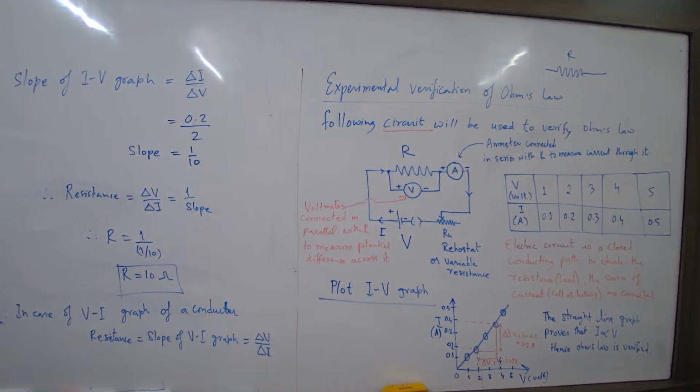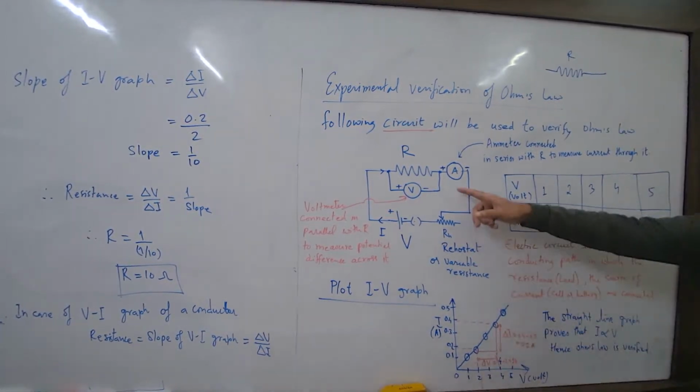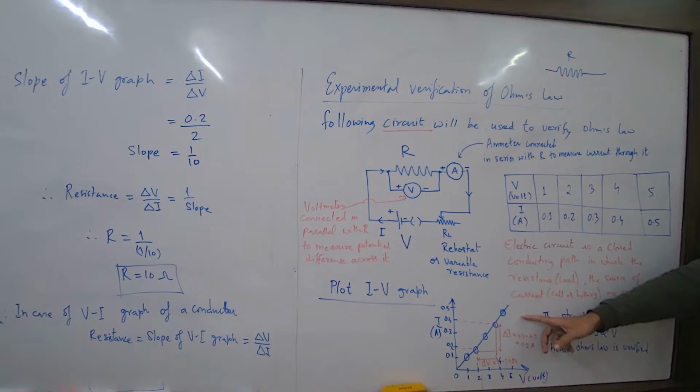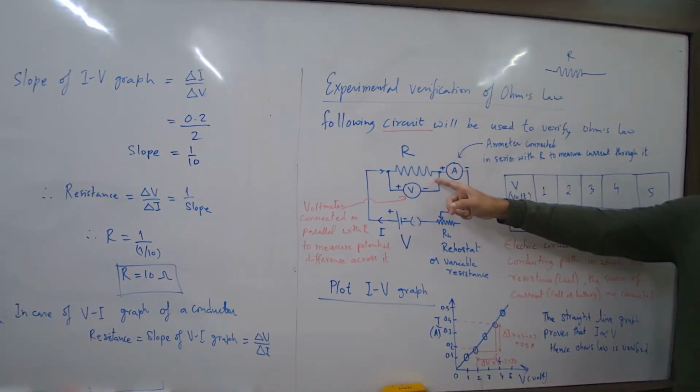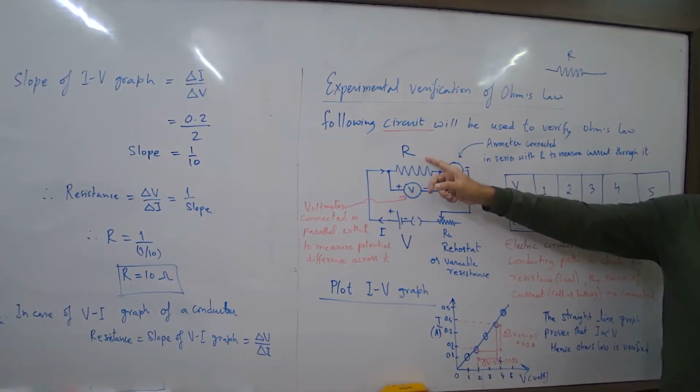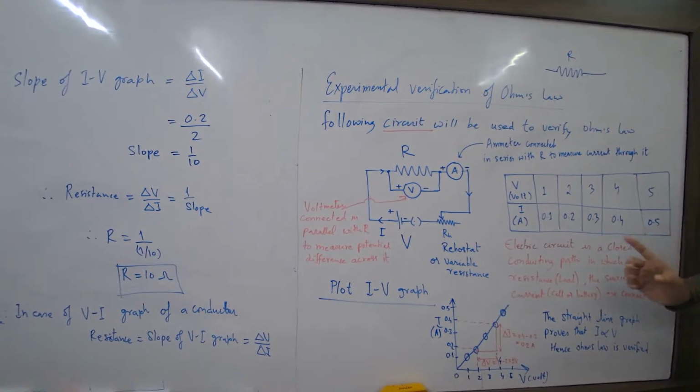So, have you understood what is Ohm's law and how to experimentally verify it? So, it should be simple. Now, let us understand what are ohmic devices and non-ohmic devices. All the devices which obey Ohm's law are called ohmic devices. This could be any electrical device. If the graph we plot is a straight line, that means it is obeying Ohm's law.